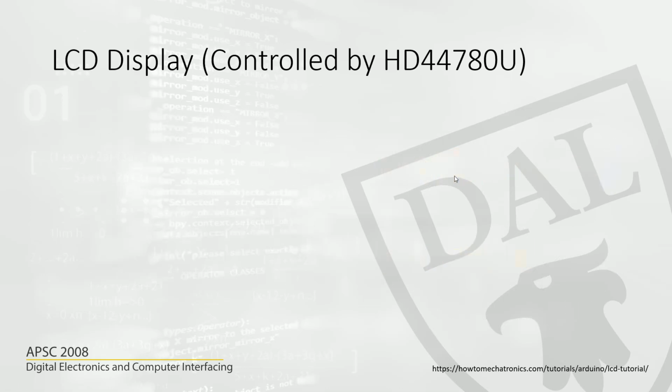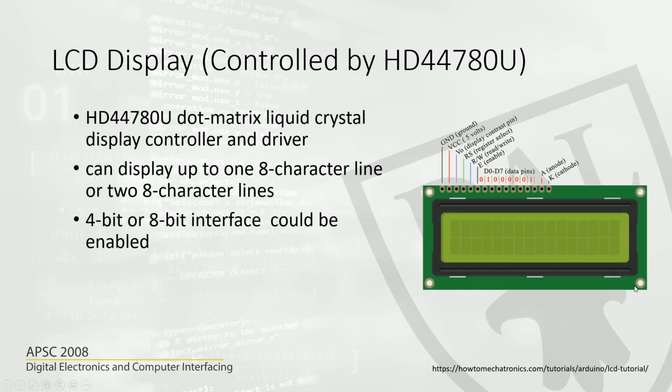So here we are going to talk about the display that comes with your kit. It's an HD44780U dot matrix liquid crystal display. Here you can display two 16-character strings, and this is what you typically find in a calculator and things like that. You can use either a 4-bit or an 8-bit interface. In this program, we'll be using 4-bit. I would also encourage you to use 4-bit.